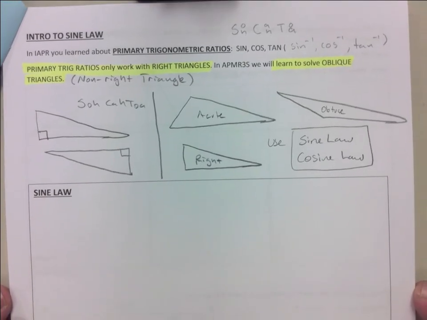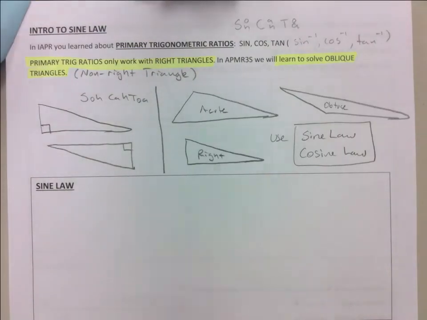And what does the sine law ultimately say? Just so you know, sine law is what mathematicians used to come up with SOHCAHTOA. So SOHCAHTOA is a derivative of sine law and cosine law.